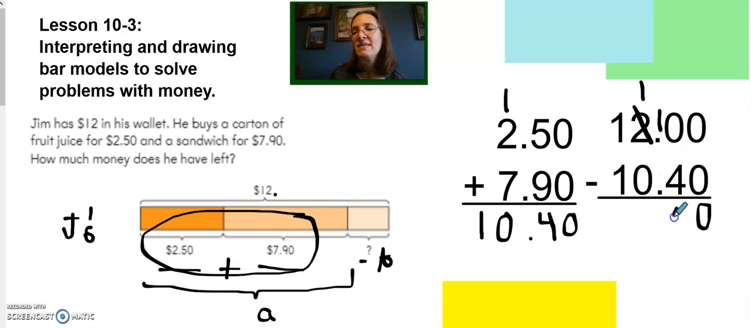10 minus 4 is 6. And since I've lined up my decimals, I need to give 1 to my answer. 1 minus nothing is 1. 1 minus 1 is nothing. And so I've learned that Jim has $1.60 left when he has bought his lunch.